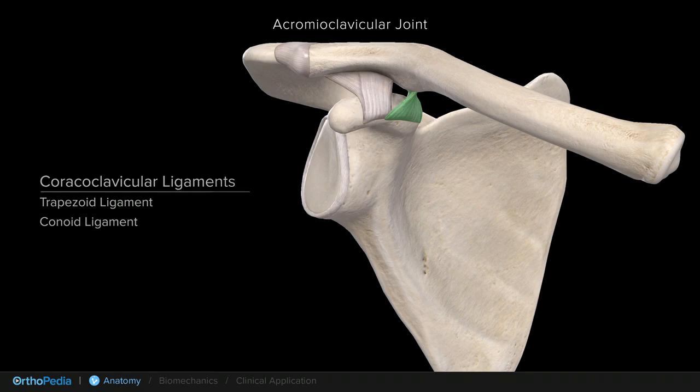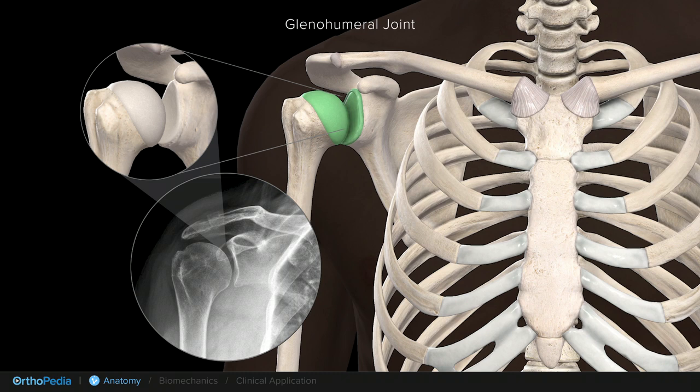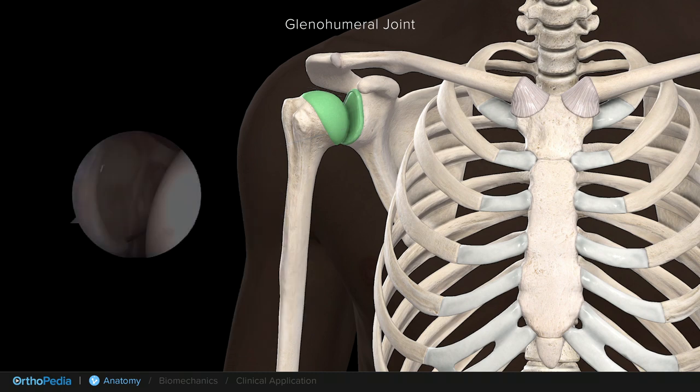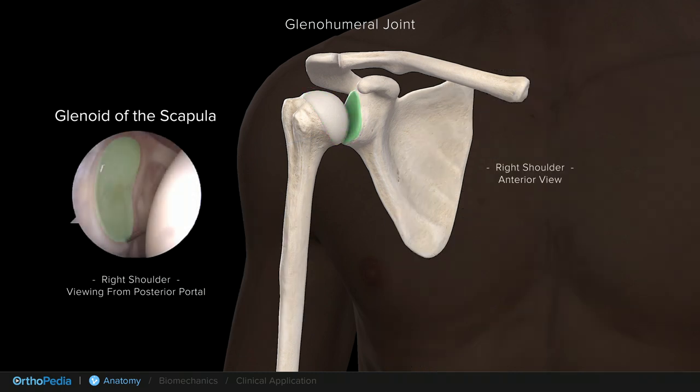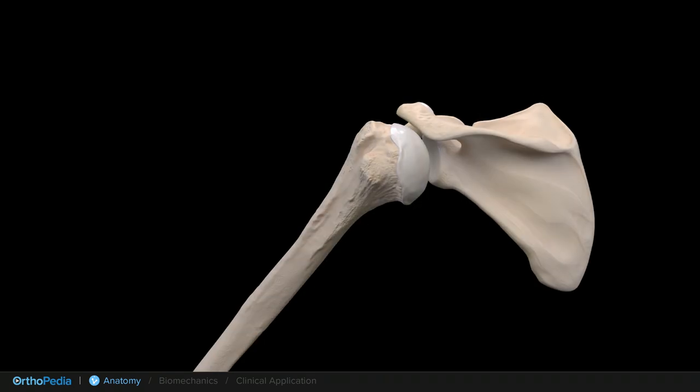The final and most intricate articulation of the shoulder joint complex is the glenohumeral joint, which is created by the articulation of the glenoid fossa of the scapula and the head of the humerus. This joint is described as a ball and socket joint, often likened to a golf ball sitting on a golf tee. This comparison is drawn due to the large nature of the humeral head in comparison to the small, shallow, and concave surface of the glenoid.